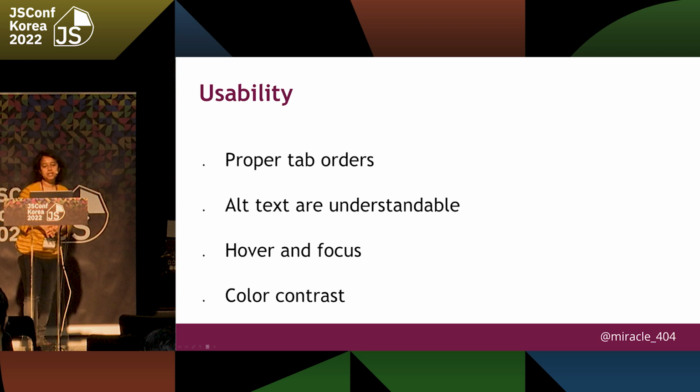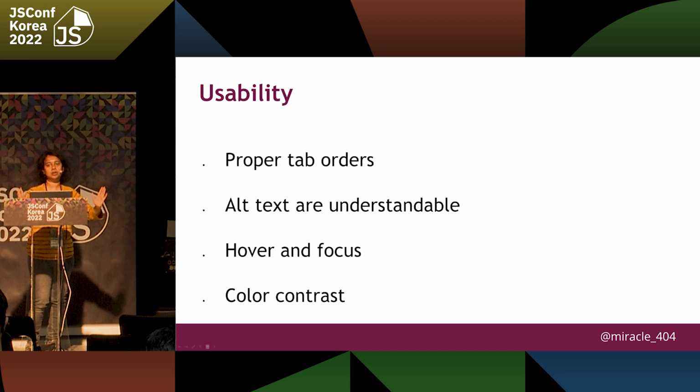Then usability. There are some important things that we need to keep in mind when creating our websites, which is how usable they are to the user. For example, the tab order should be proper. When using CSS, we have flex and grid, and we can do anything on our website. We can write something at the bottom and make it appear on top. But we should also test with tabbing, that when we tab, the order is the same as what the user sees on the screen.